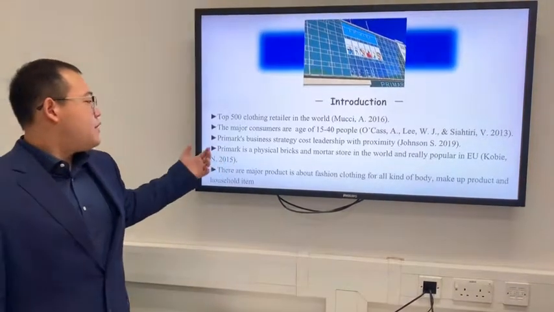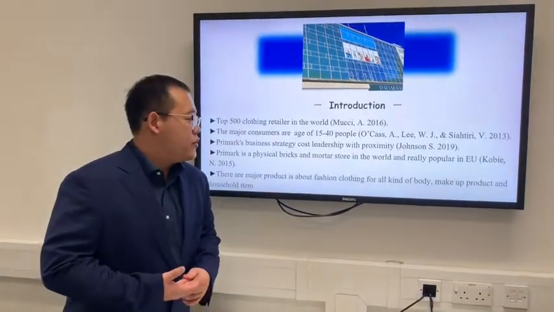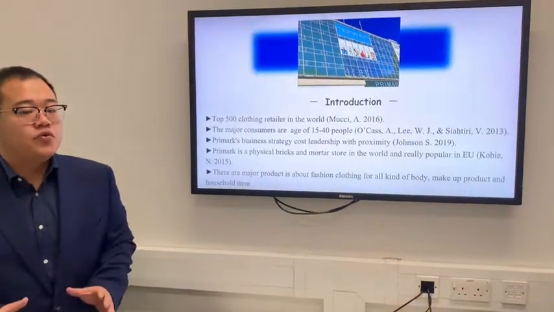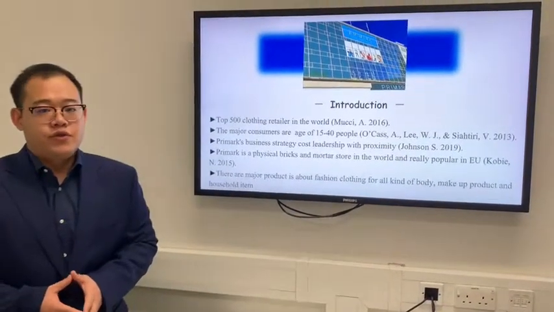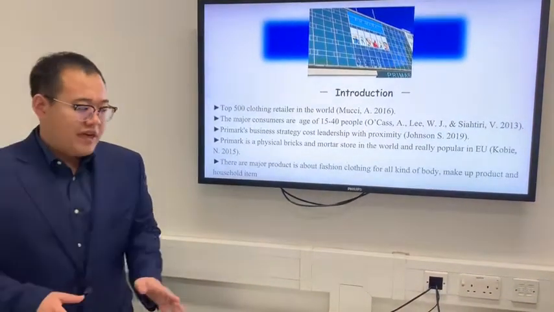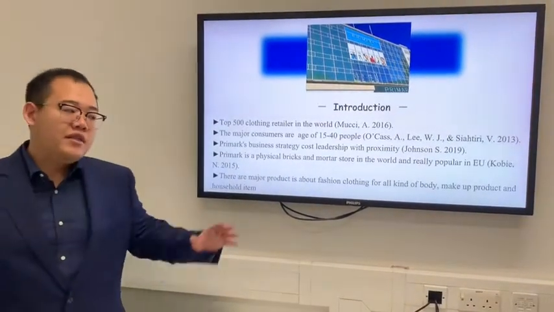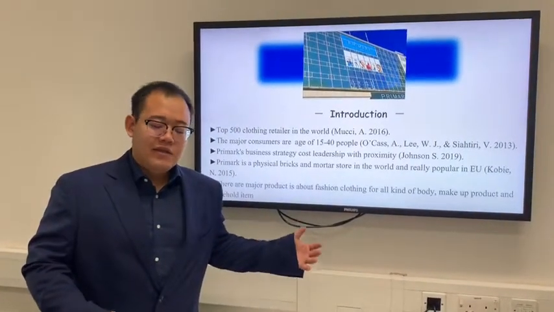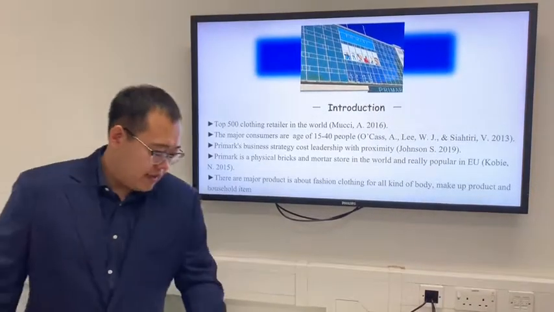And fourth, PRIMARK is a physical bricks and mortar store in the world and is really popular in the EU. It doesn't run any kind of online e-store to sell its products, which is also a key feature of PRIMARK. In the later parts we will analyze this feature.